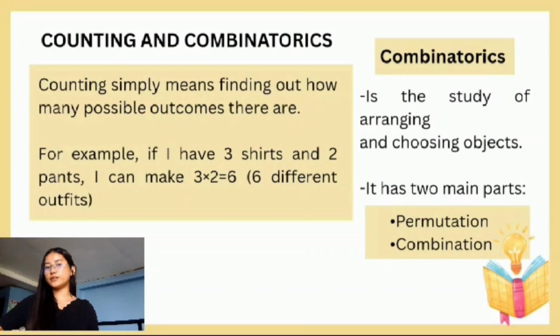And combinatorics. Counting simply means finding out how many possible outcomes there are. For example, if I have 3 shirts and 2 pants, I can make 6 different outfits. Combinatorics is the study of arranging and choosing objects. It also has 2 main parts, which are permutation and combination.